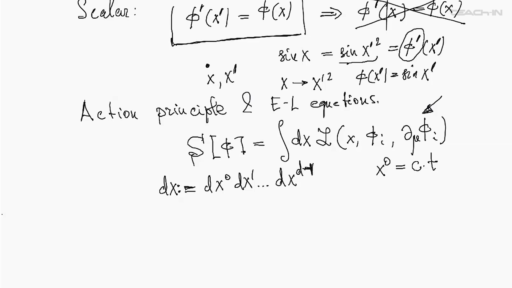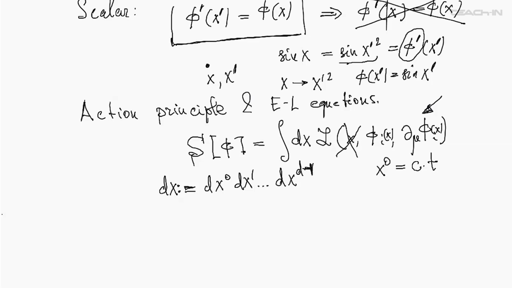And further on, I will also require that there will be no explicit dependence on x. So all dependence on x will come only through the fields phi and its derivatives, but there will be no explicit dependence on x. Okay.